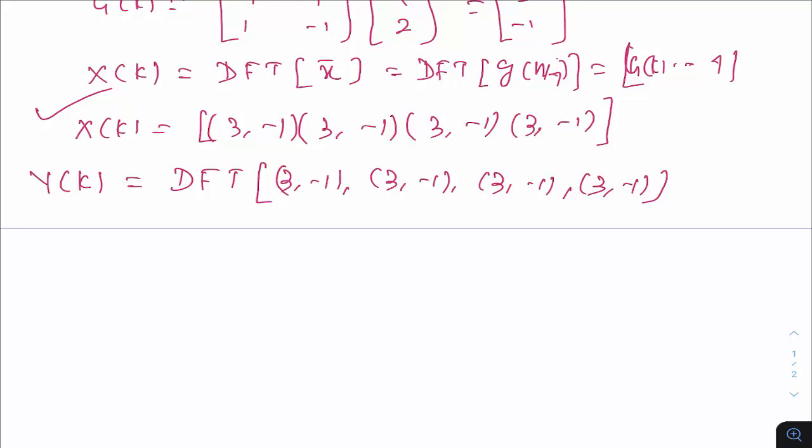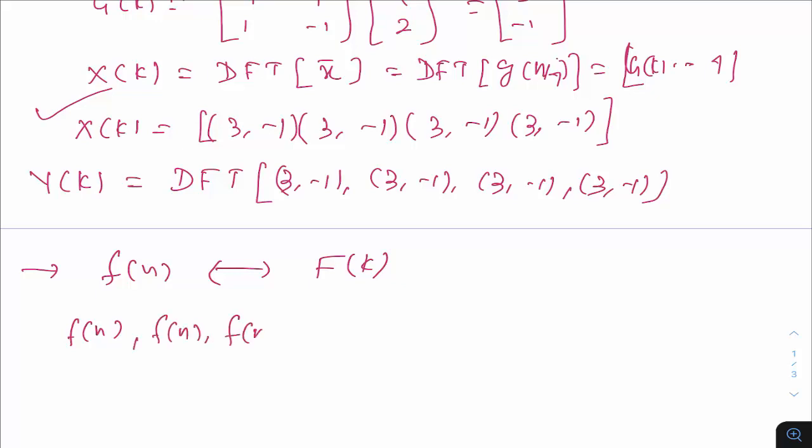Okay, so how do you get this one again? There is one more property. Suppose f of n has DFT f of k. Let's say this f of n is repeated m times: f of n, f of n, f of n, like this. Then its corresponding DFT is given by m into f of k by m. So I am doing it like this.